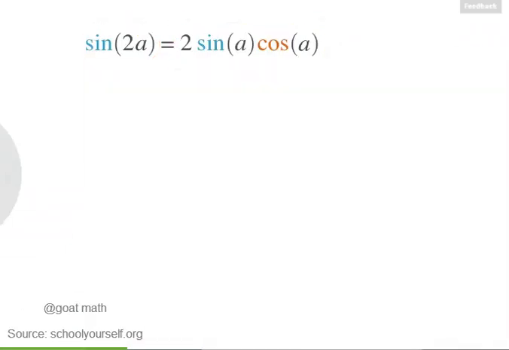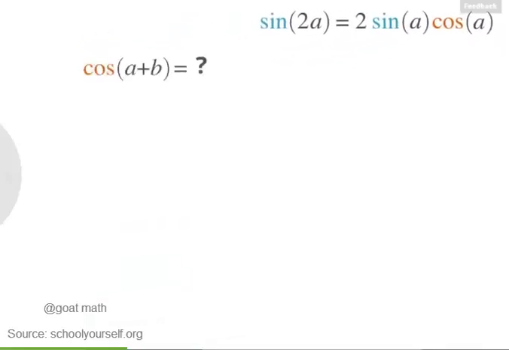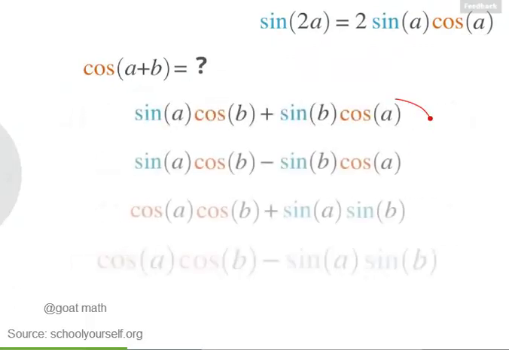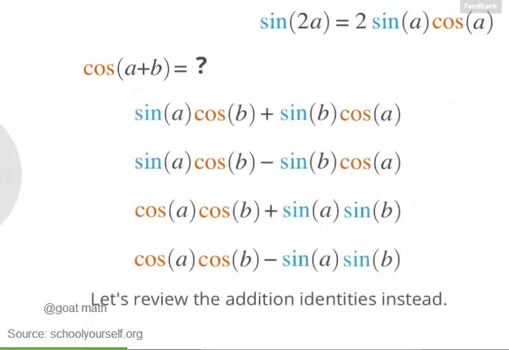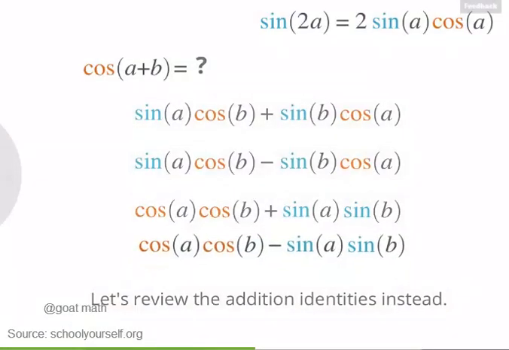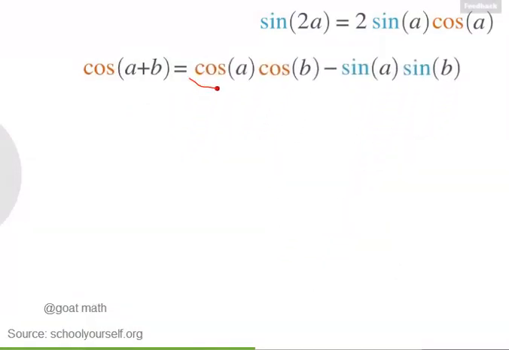Next, let's figure out an identity for the cosine of 2A, and we'll start with the cosine of A plus B. Which of these is the correct identity? Again, if you're not sure, click down here. Right, the cosine of A plus B equals cosine A cosine B minus sine A sine B. Once again, this identity works for any angles A and B, even if they're the same. So let's set B equal to A, and replace all the b's with a's.